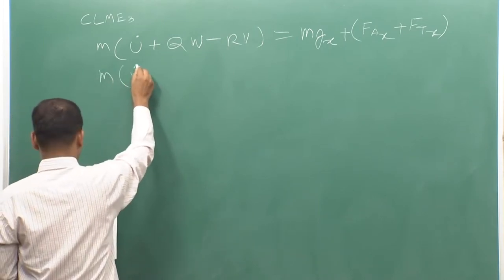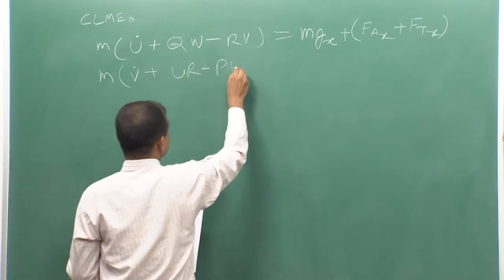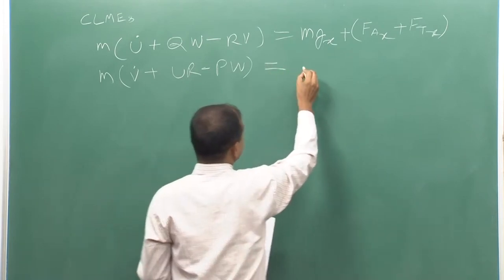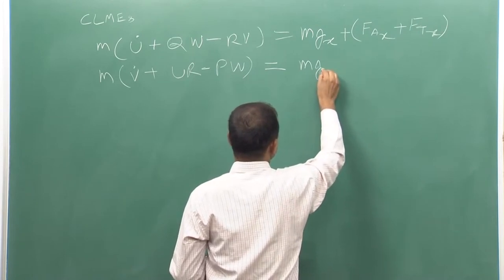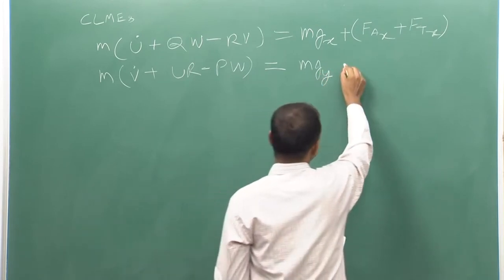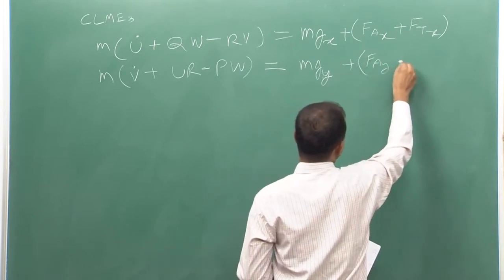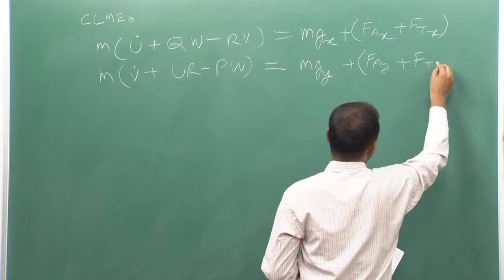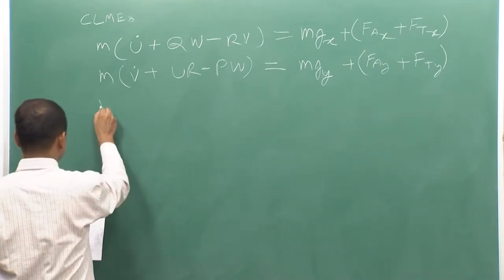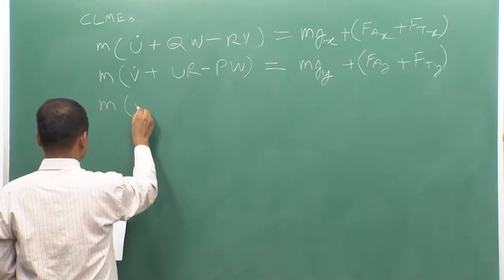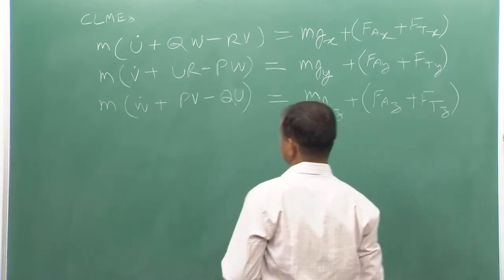The second equation: m v dot plus u r minus p w equals the gravity force in y direction plus aerodynamic force in y direction and plus thrust force in y direction. And the third equation: m w dot, and so on, plus thrust force in z direction.